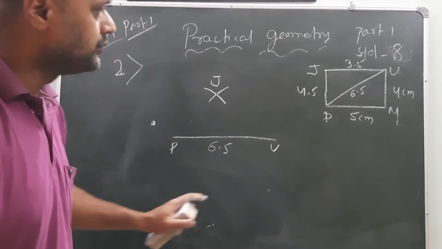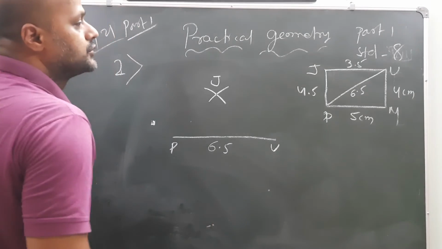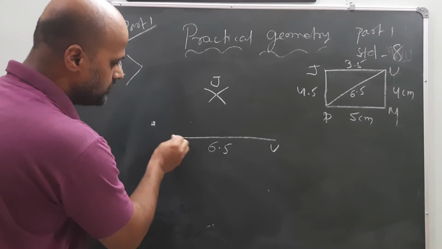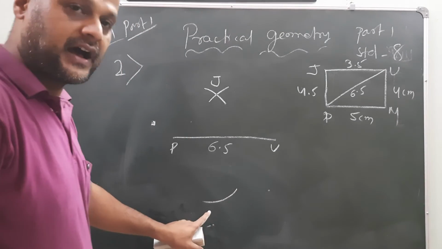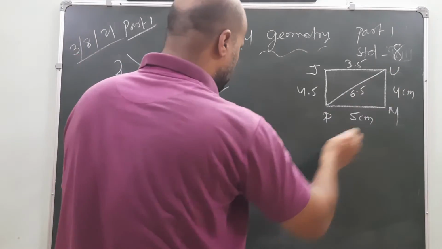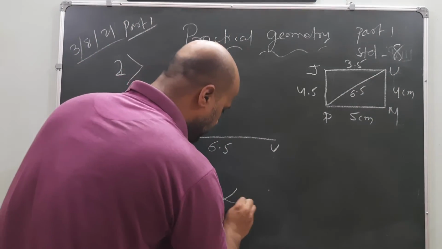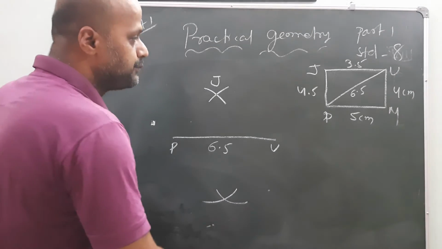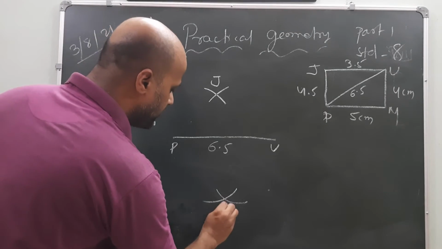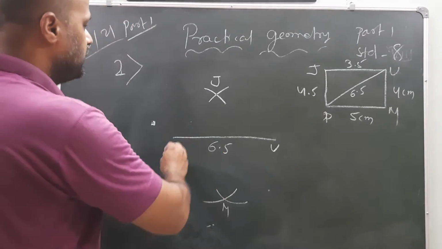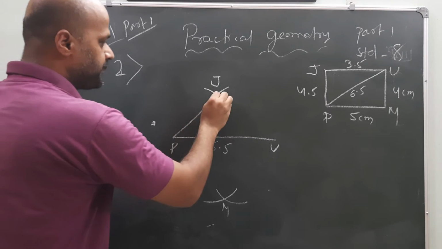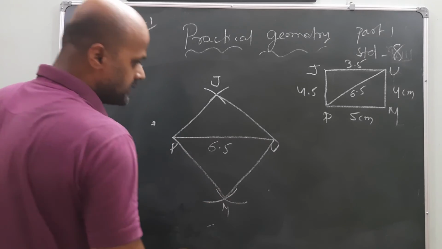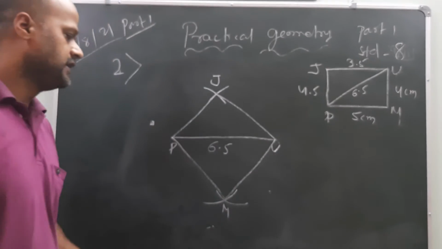Follow the same process on the down side. Which point will come? M will come here. So from P, M is how much? 5 centimeter. So from P, you have to draw an arc of 5 centimeter. And from U, how much is it? 4 centimeter. So from here, you have to bisect the previous arc. Then the intersecting point of the arcs is called point M. Understood? Now join all the points. Okay, so this is the answer.